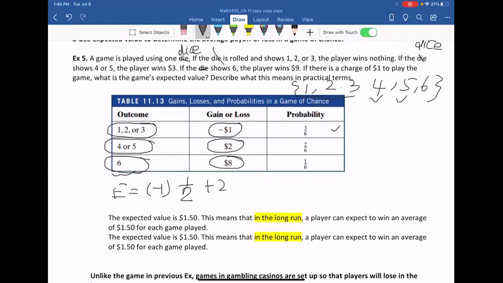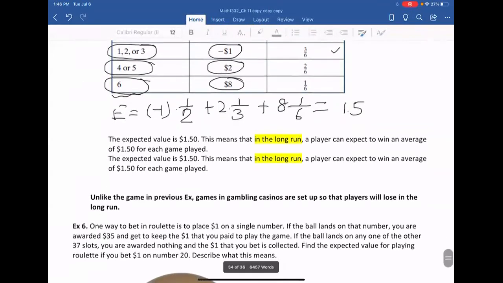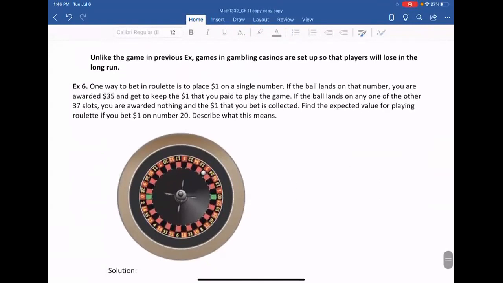Plus 2 times 2/6 is 1/3. Plus 8 times 1/6. So let's see what's the result of this. It's about 0.5. Okay, so this means in the long run, the player can expect to win an average of $1.5 for each game played. Let's move on to the next example.